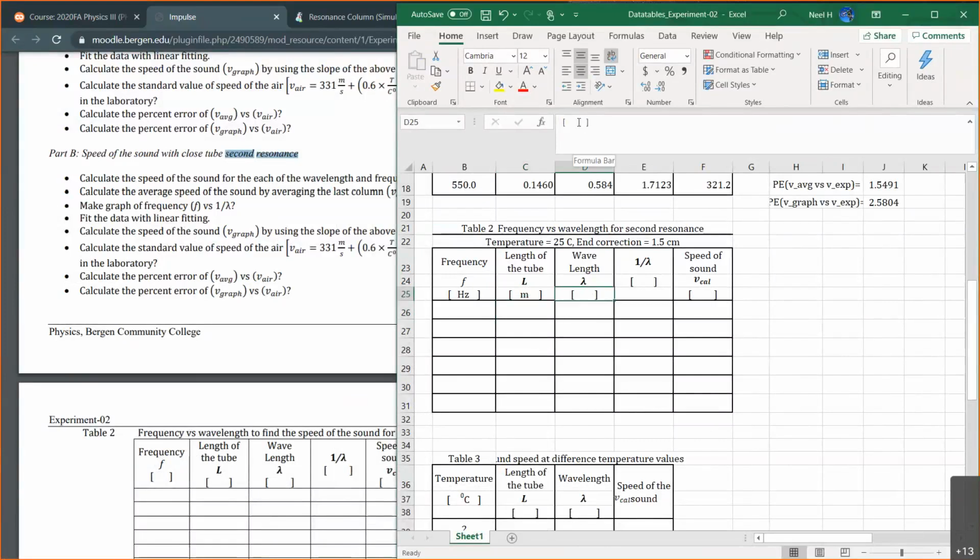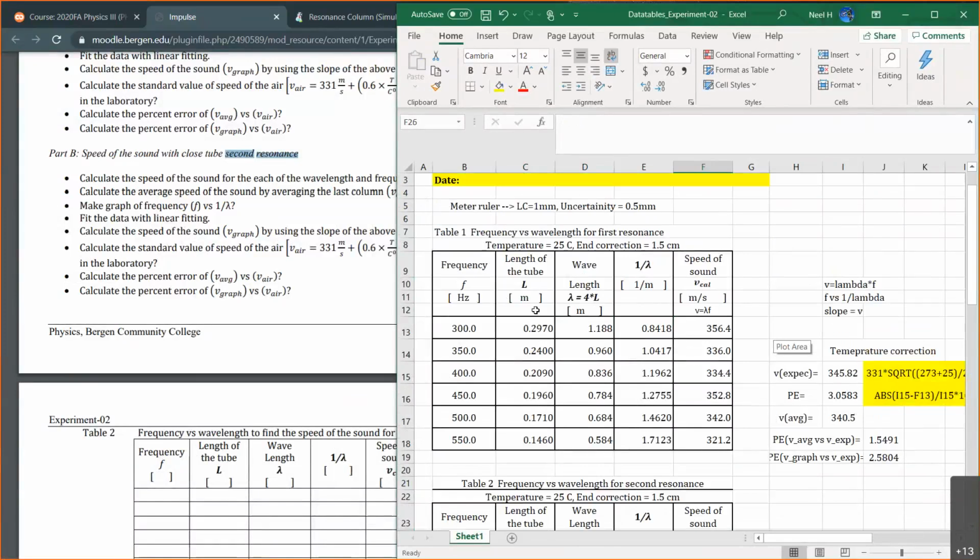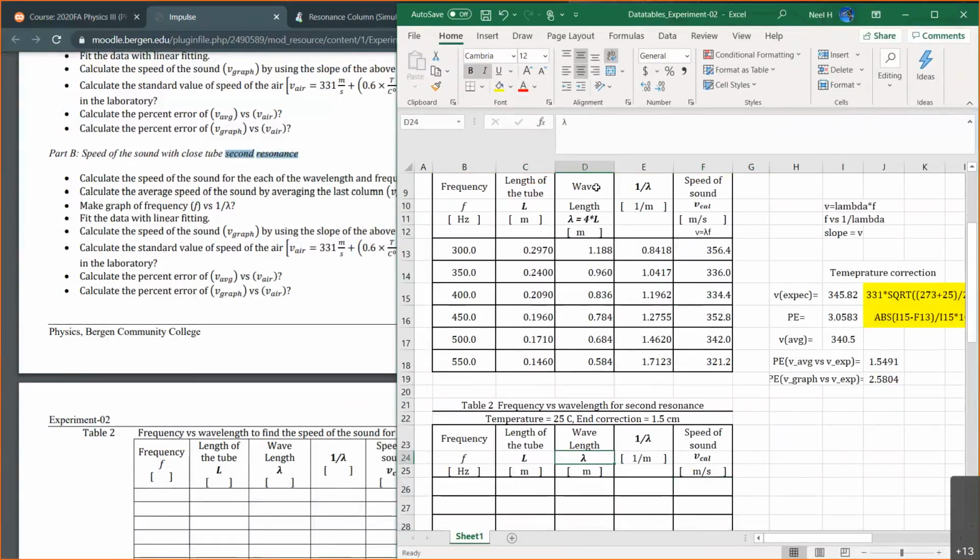Length is in meters, so lambda is going to be in meters, 1 over lambda is going to be 1 over meters, and V is going to be meters per second. There's no difference at all. It's exactly the previous calculation. Everything is the same. You can add those equations: 2 lambda is equal to 4 times L, and then 1 over lambda is fine. V is equal to lambda F. Those equations you can add as needed. Okay.